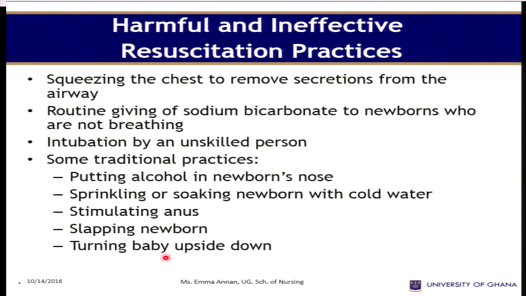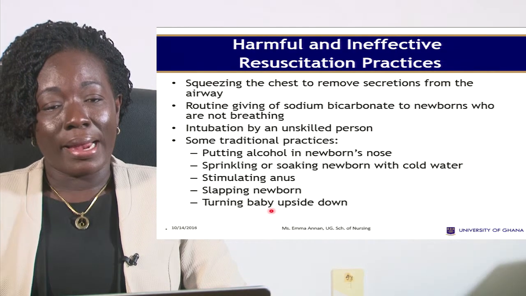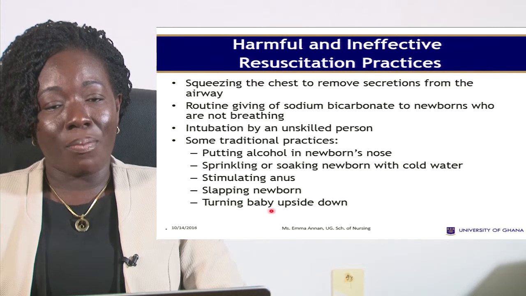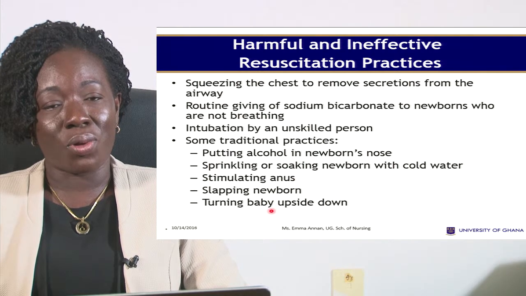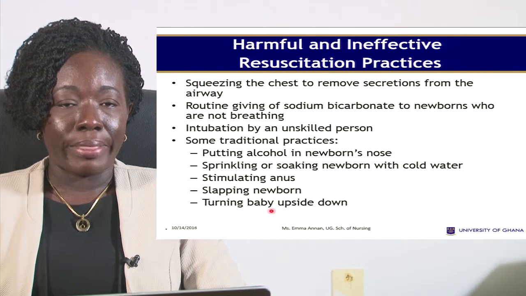Then some traditional practices: they put alcohol in the newborn's nose. They sprinkle or soak the newborn with cold water. It shouldn't be done. The baby can actually go into hypothermia. They stimulate the anus, they slap the newborn, and they turn the baby upside down. We shouldn't do these things because they are not helpful and they can harm the newborn.